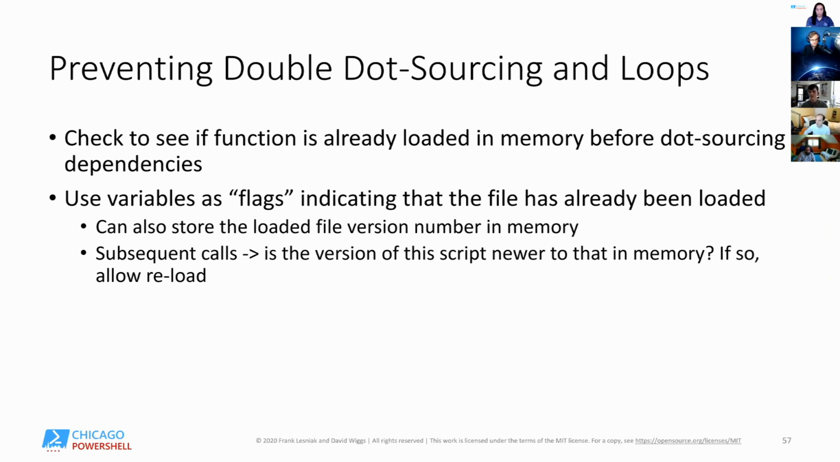And also maybe that my version number is 123. So if you're trying to call me again and the version that is currently in memory is greater than or equal to my version, don't do it again, right? I don't want to reload myself if I'm already in memory.